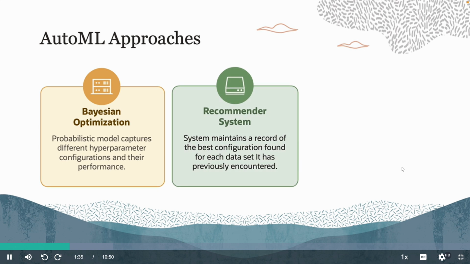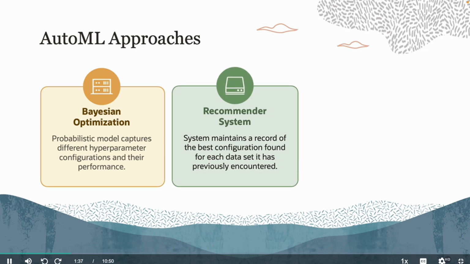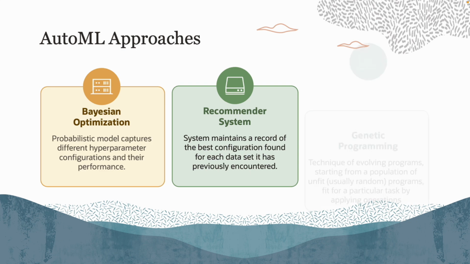A second class of solutions frames the AutoML problem as a recommender system, where the system maintains a record of the best configuration found for each dataset it has previously encountered. Given a new dataset and the results of several initial trials, the system uses similarity to known datasets and configurations to suggest the next configurations to evaluate. Probabilistic matrix factorization is typically at the core of recommender systems.